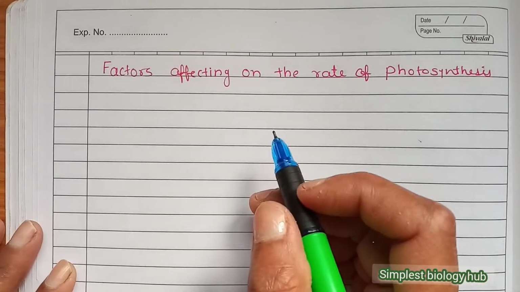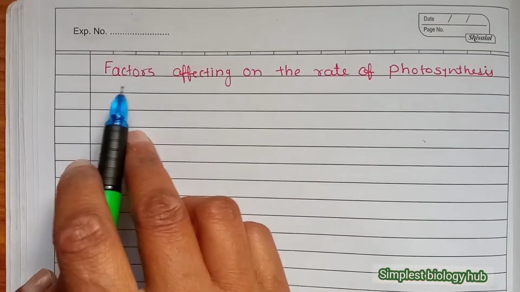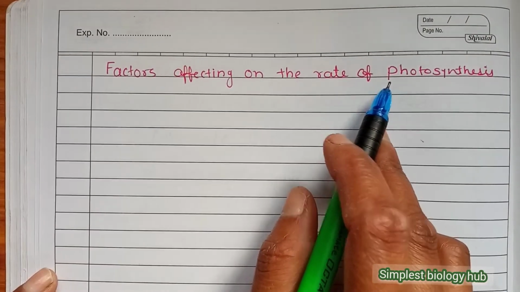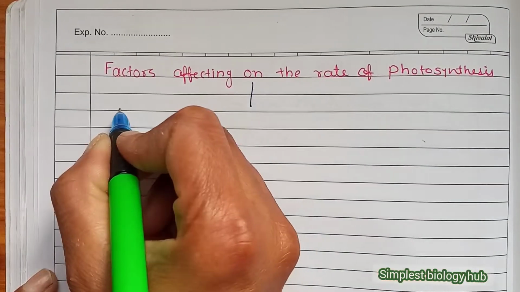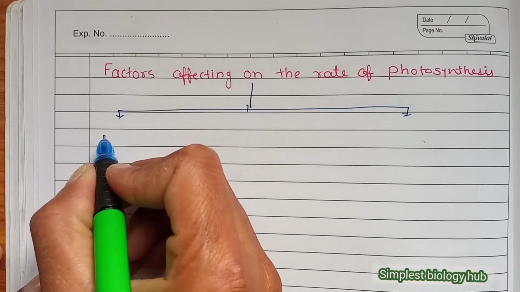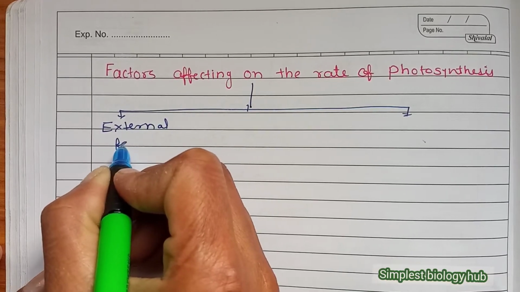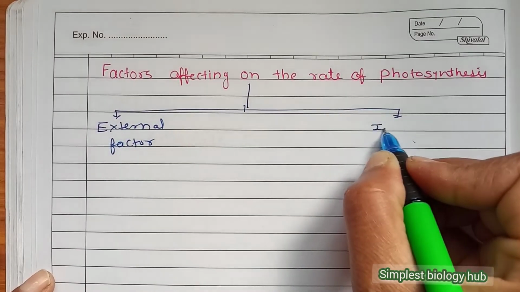Hello students, we are going to end the lesson photosynthesis in higher plants with the topic factors affecting the rate of photosynthesis. There are two factors responsible for the process of photosynthesis. We categorize them into external factors and internal factors.